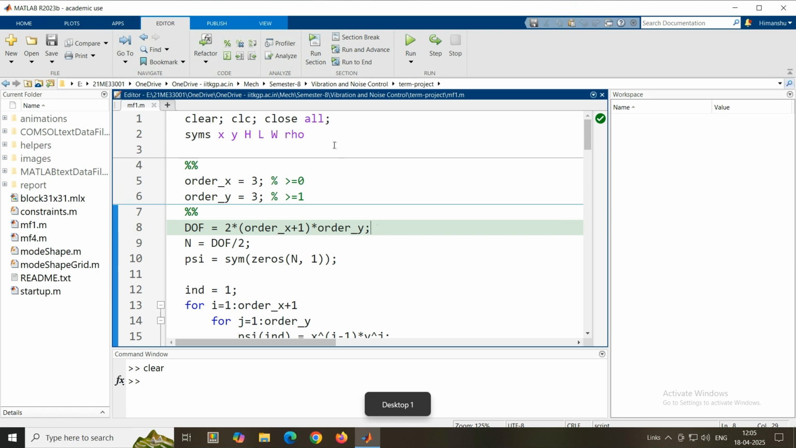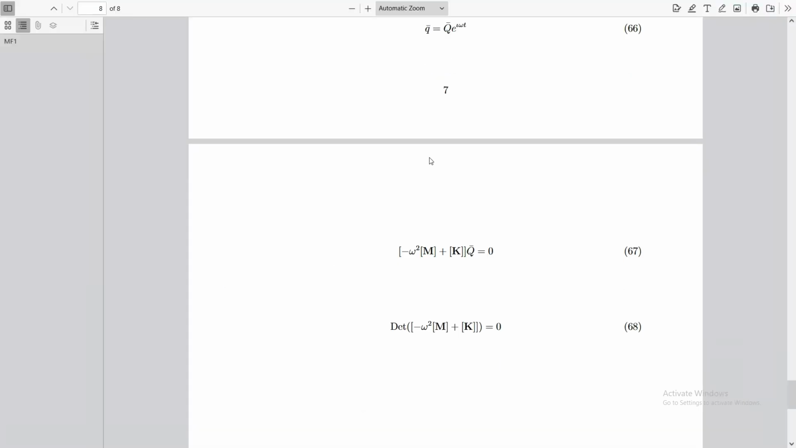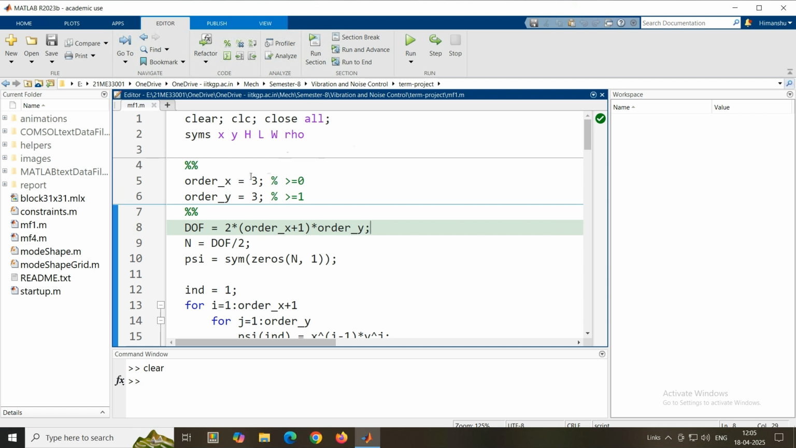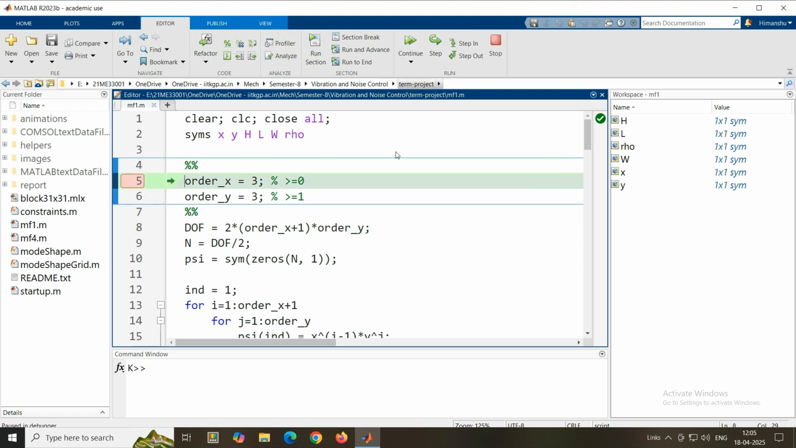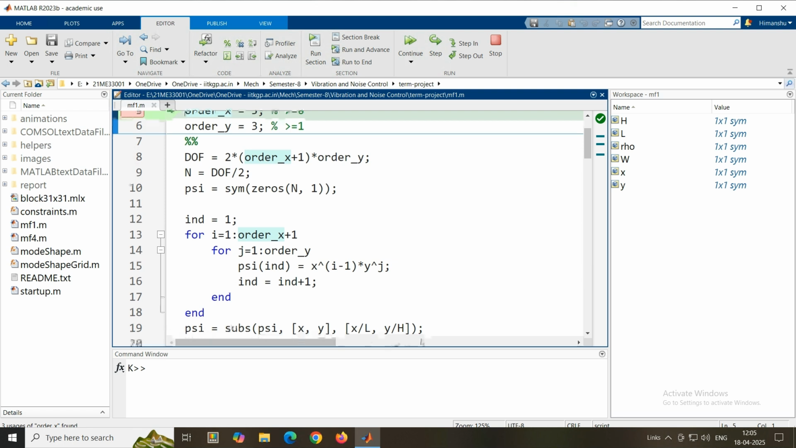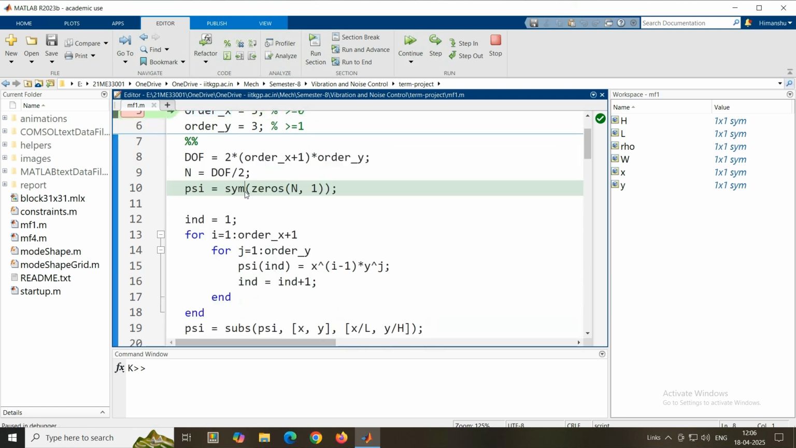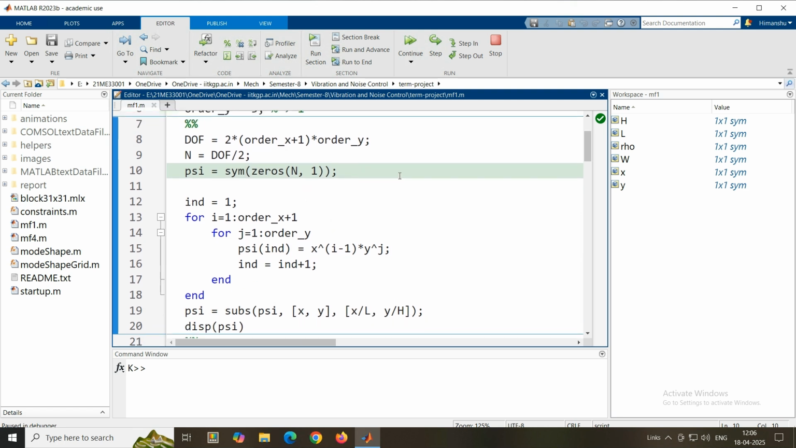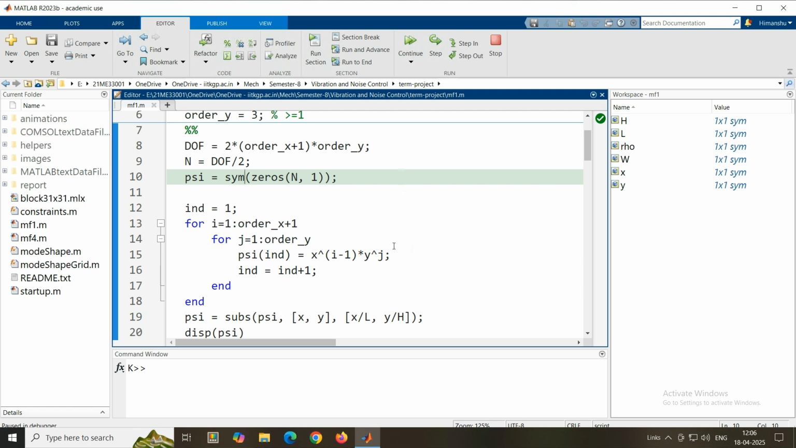Here is the implementation of this formulation in MATLAB. I'll go through this step by step. Order x and order y denote the order of the shape functions, or the approximation functions, in the x and y directions. And here I am forming the shape functions. This is specific to the boundary condition that I have imposed, which is that the bottom surface is fixed. Apart from that, everything can be used for any other boundary conditions as well.